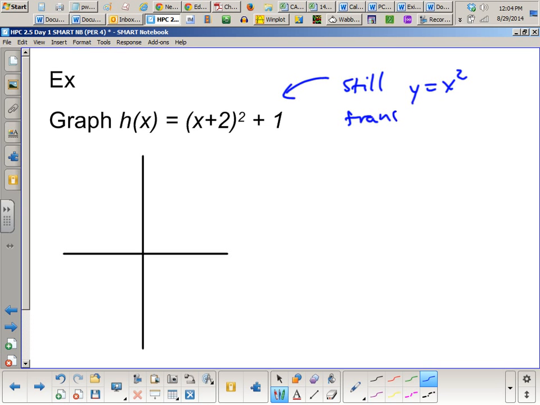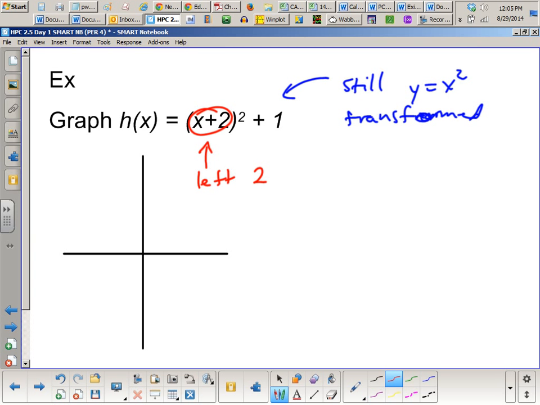So it's still y equals x squared, it's just transformed. Okay? So we just have to understand what x plus 2 means. What does x plus 2 do to the graph? It's going to modify your x's. It's going to be a left or right shift, specifically left shift, right? So this means left 2.